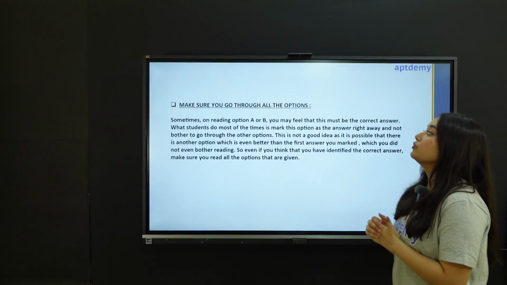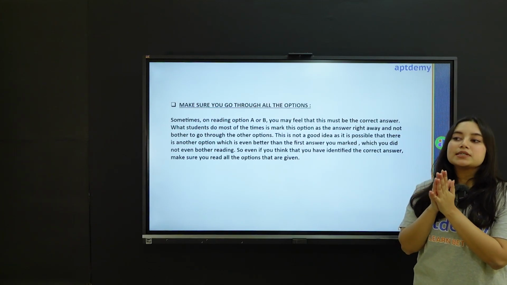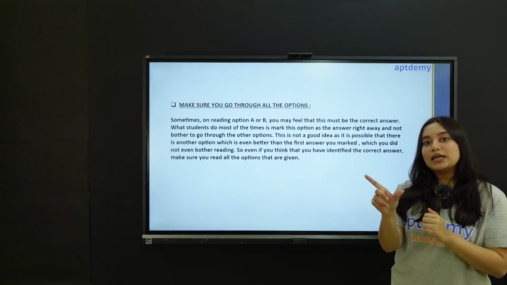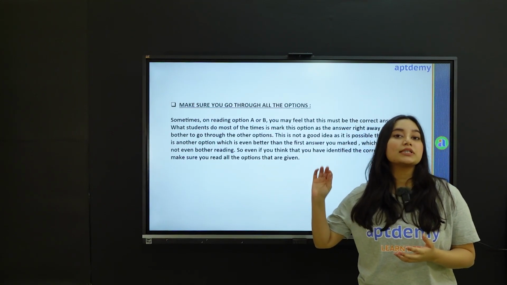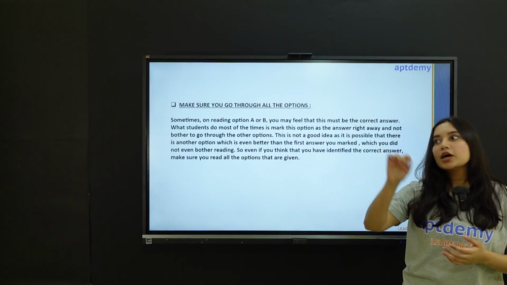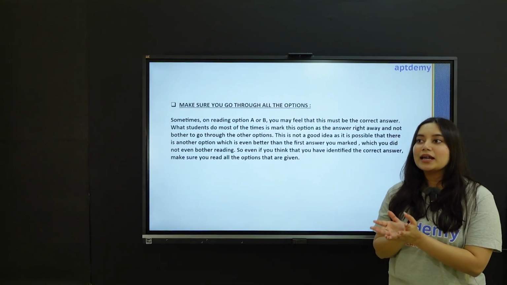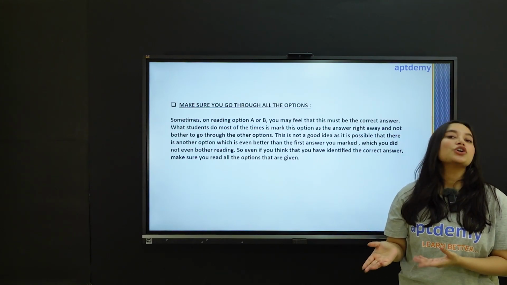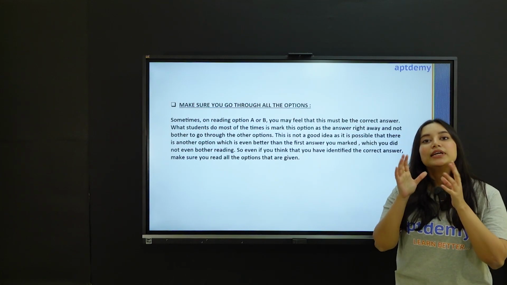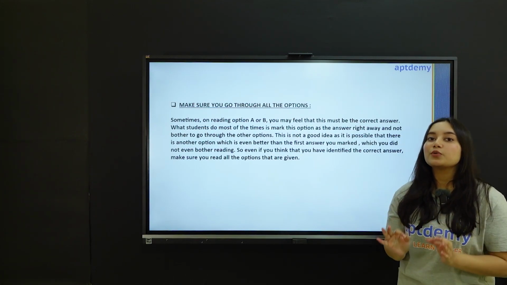Next, make sure you go through all the options from A to D. Sometimes you look at option A and it seems like a perfect answer, and you skip all the other options and blindly take A. It might be the case that B was the correct answer because B had better information and was more suitable as the answer to that question. So do not take that risk. Read all the options and only go for the option which suits the question.